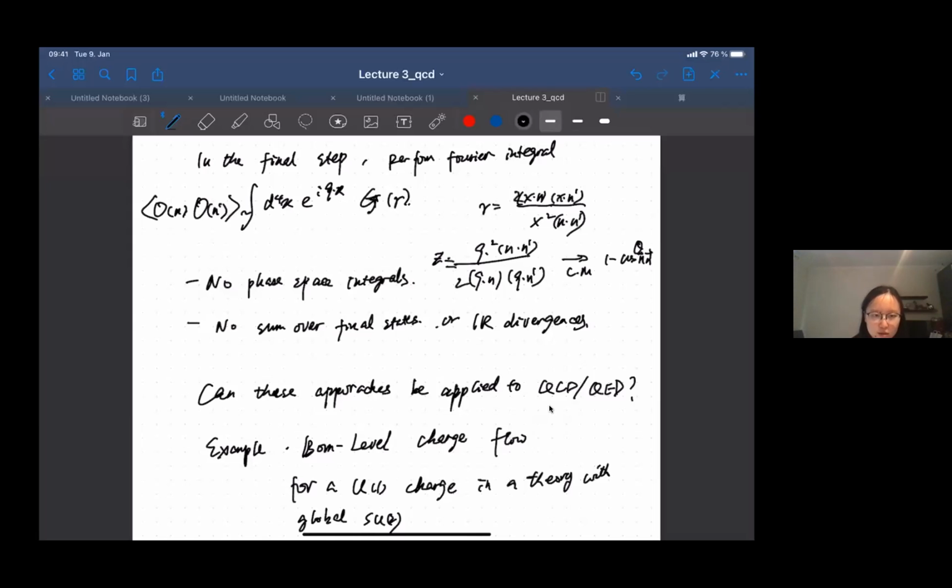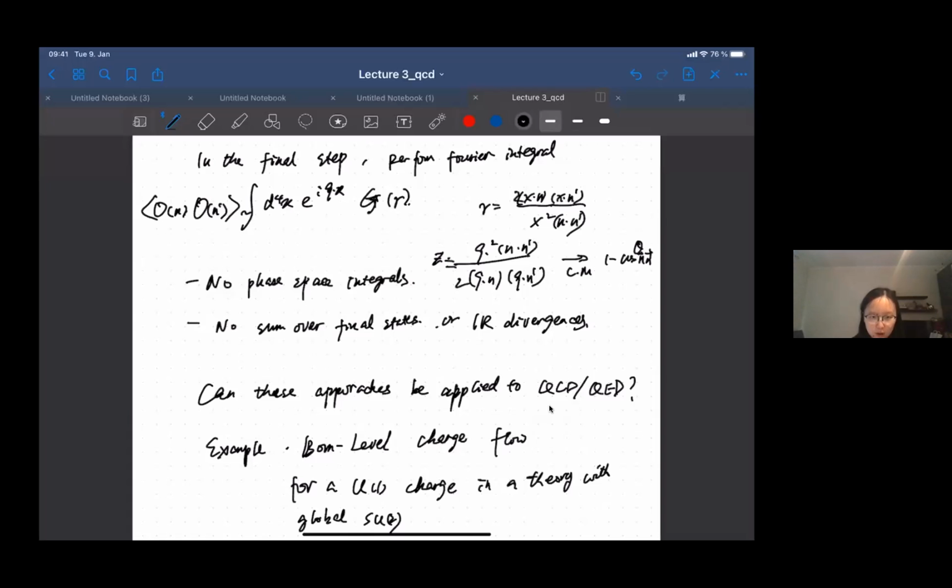So to summarize, I have introduced the approach and explained how it works to compute event shapes from a correlation function. By doing this computation, we do not need to do any phase-space integrals, and there is no summing over final states, and hence no IR divergences are encountered. It certainly gives an advantage compared with the traditional approach, and especially it is a systematic approach that can be generalized to higher loop order.